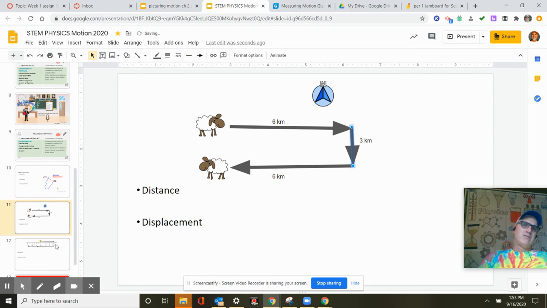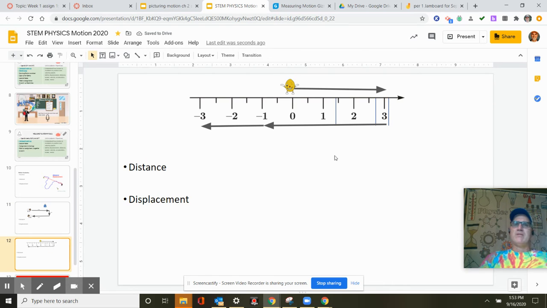All right, in the next slide, we have this scary-looking lemon, and this lemon walks 3, then it walks to -1, then it walks to -3. What's its distance? What's its displacement? So what we're going to do is pause the video and try to figure it out. I'll wait.